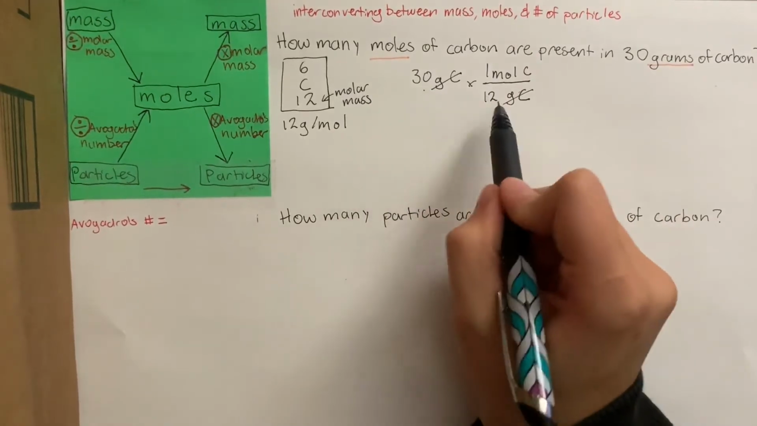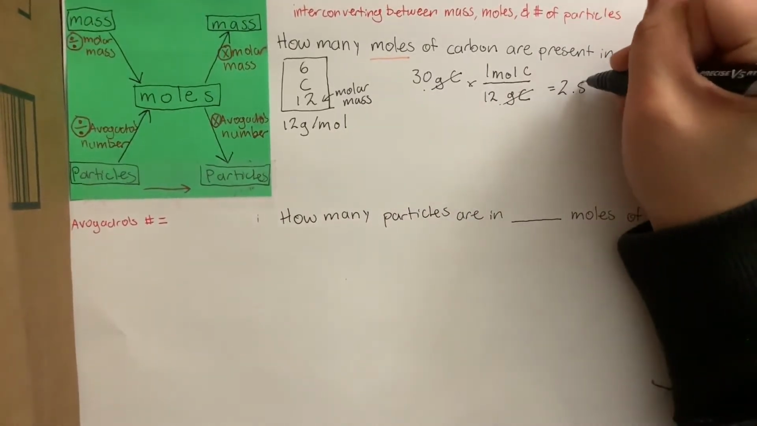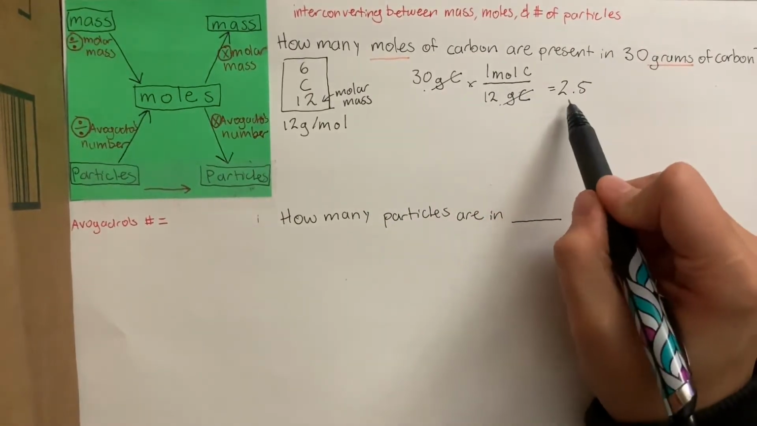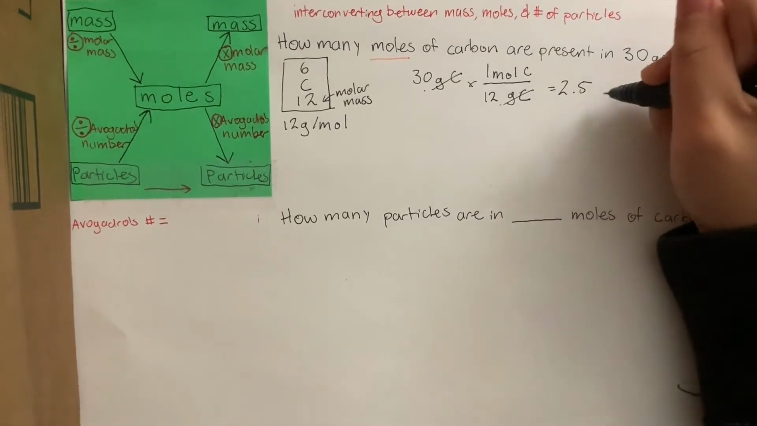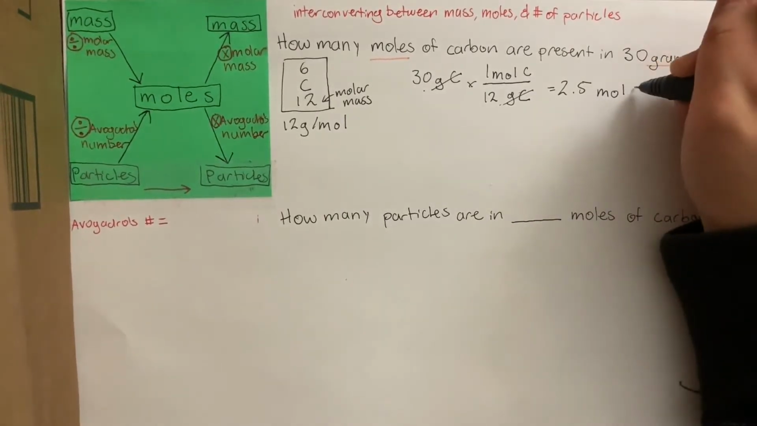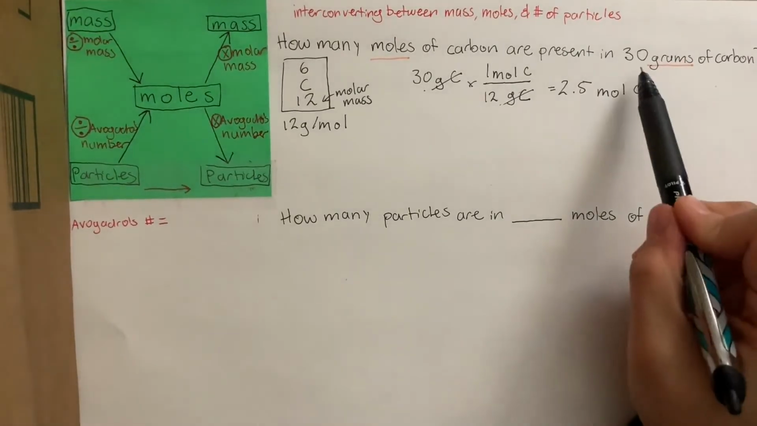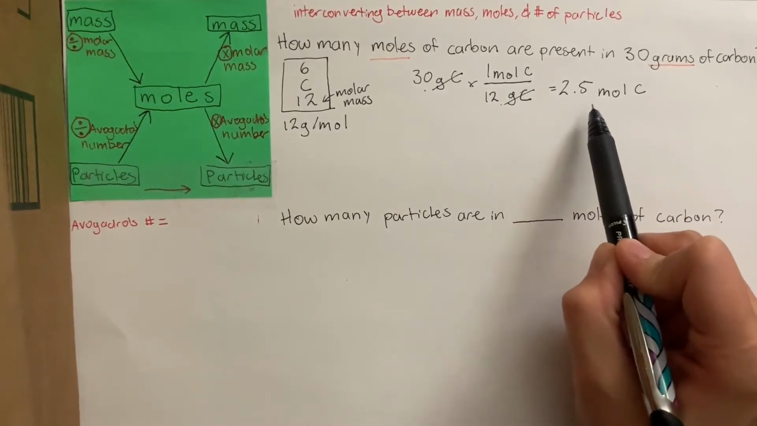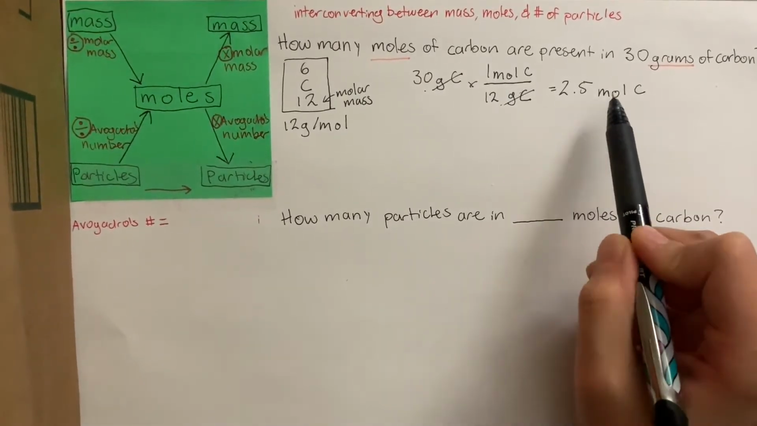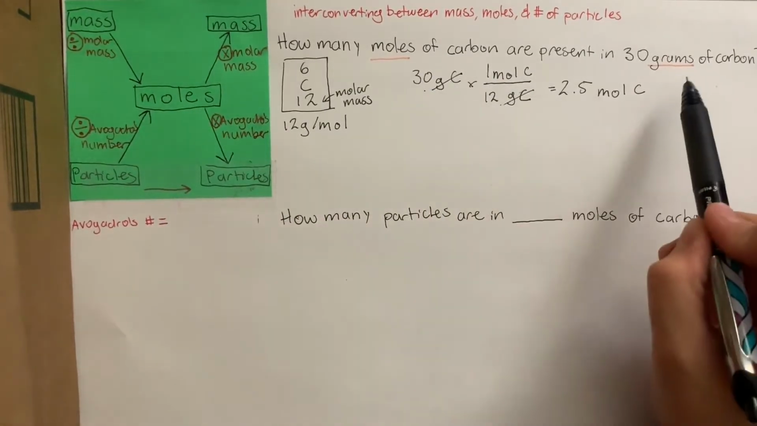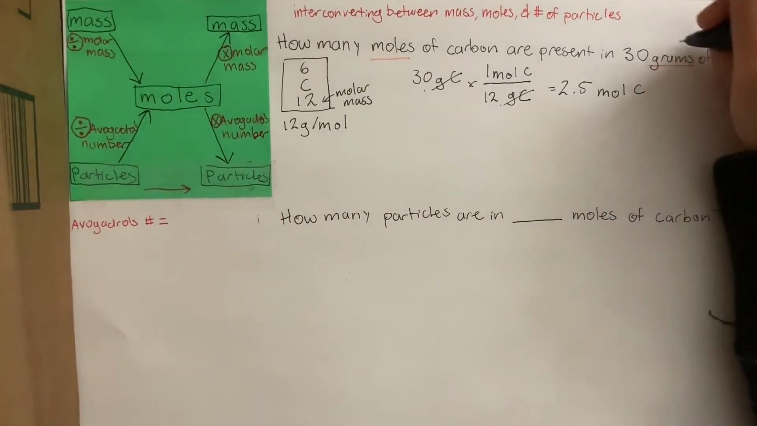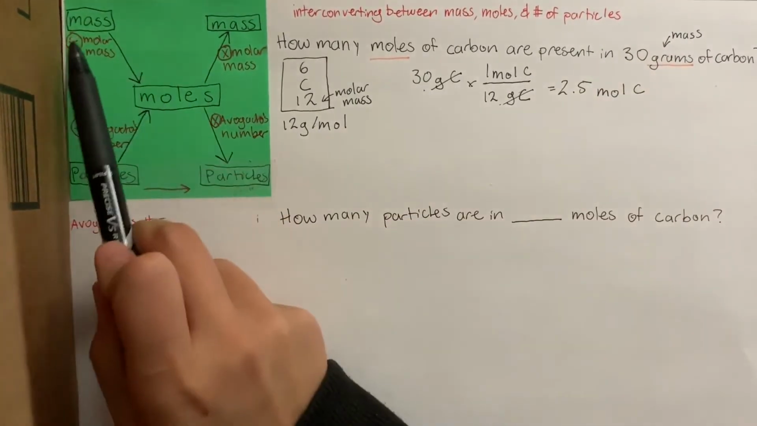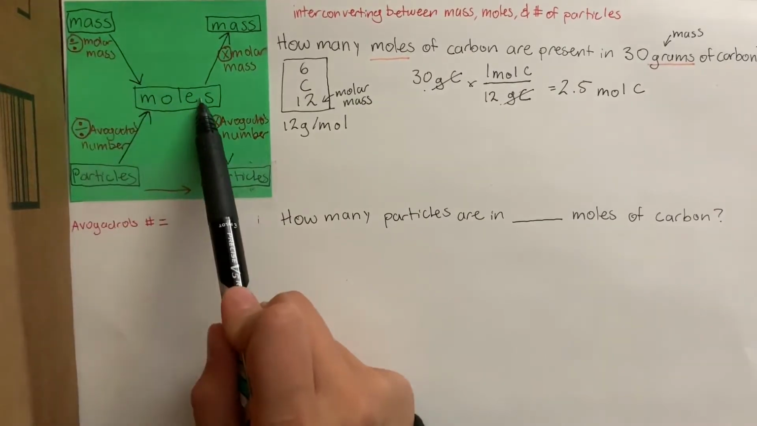And if we do 30 divided by 12, we get 2.5. And since the grams of carbon already canceled, we have 1 mole of carbon, so we're left with the units of mole carbon. So for every 30 grams of carbon, that is the equivalent of 2.5 moles of carbon. Going back to this diagram, we were converting grams, which is the mass, into moles. So we would be going from this box to that box.